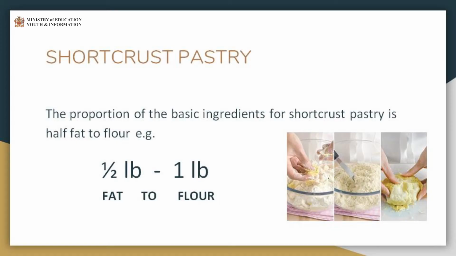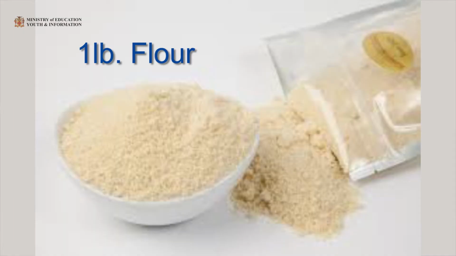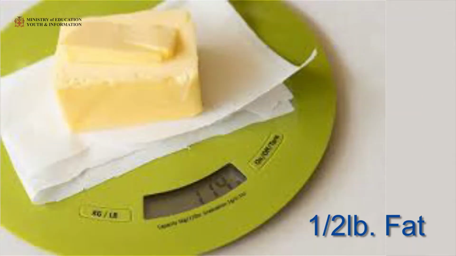As you can see, I have gone ahead to show you the calculation for the proportion of fat to flour when making short crust pastry. There, 1/2 to 1. Half fat to 1 flour. This means if we're using 1 pound of flour, we would use 1/2 pound of fat.